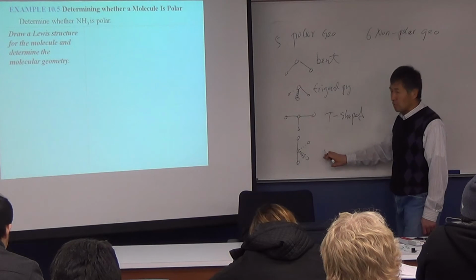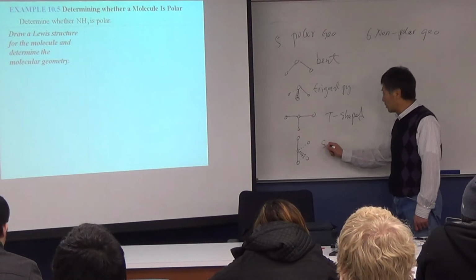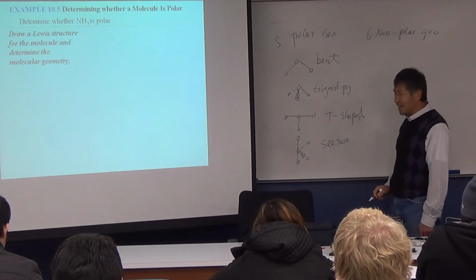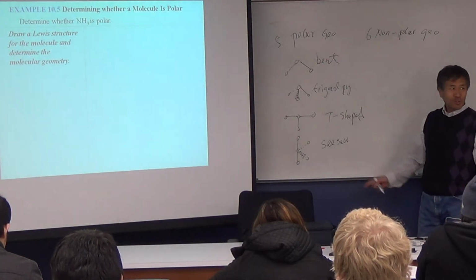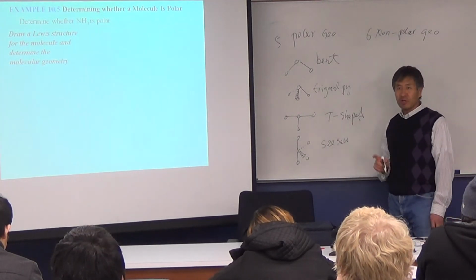Any idea what the shape of this is? Seesaw. Okay, one more. So this is called polar geometry, which means any polar bond in this geometry can make the molecule polar.